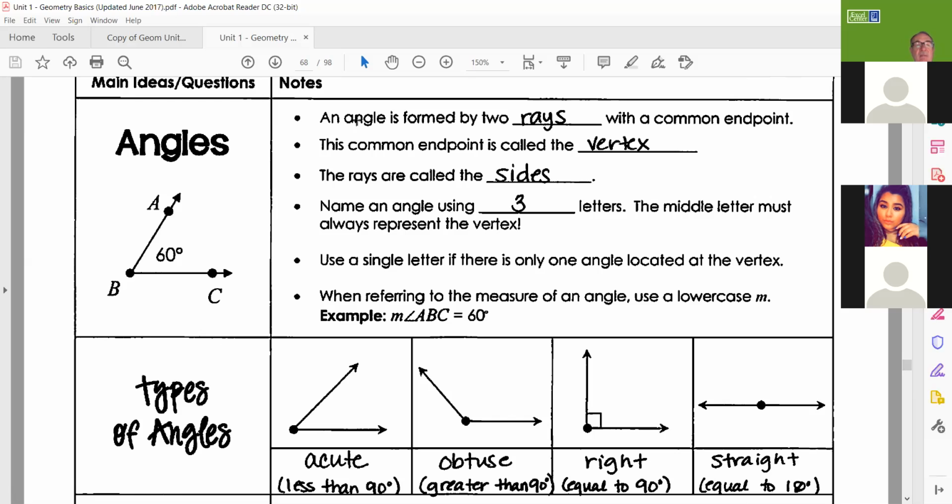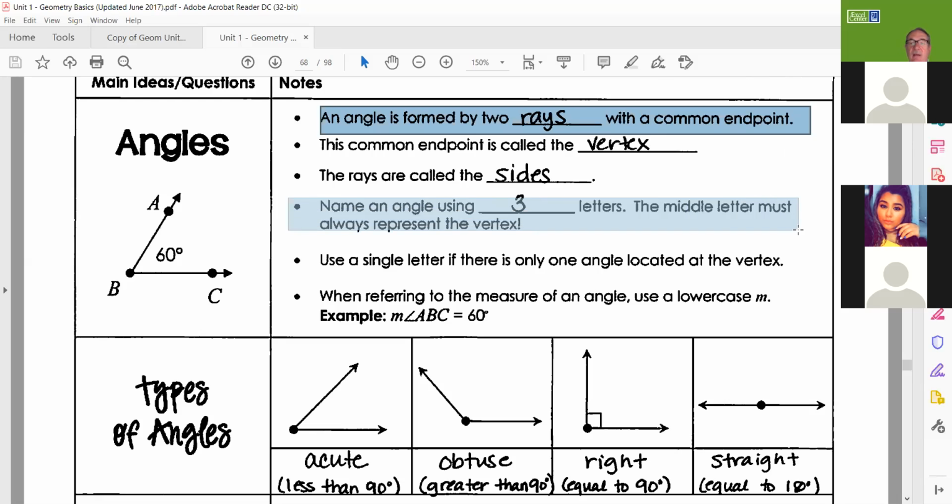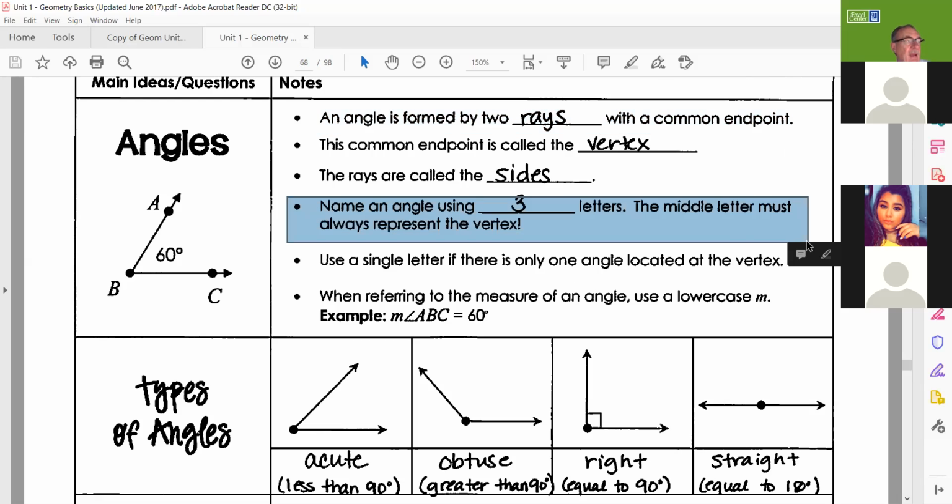Here though, now I think is maybe even an additional description of what an angle is. Formed by two rays with a common endpoint. Well, if you don't know what a ray is, that might not make sense. So you might have to go back and look at those definitions from the first day. Nothing new here in the rest of that, except for this piece right here. Naming an angle. You have to use 3 letters. I mentioned this on Tuesday. The middle letter must always represent the vertex.